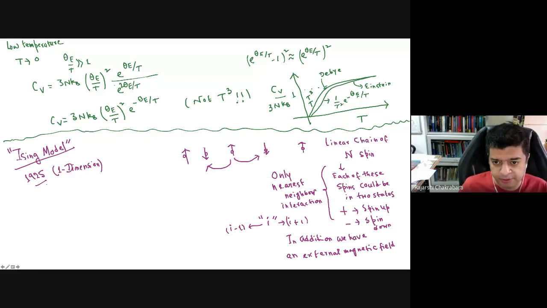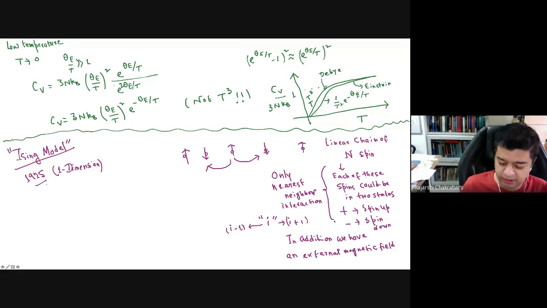You have n number of sites on 1D, and at each site you have a spin sitting there. The spin could be in two states, either spin up or spin down. This is like a spin half particle, and there is interaction between the nearest neighbors. So if I take the ith spin, then it interacts with i plus 1 and i minus 1. In addition, you have an external magnetic field.